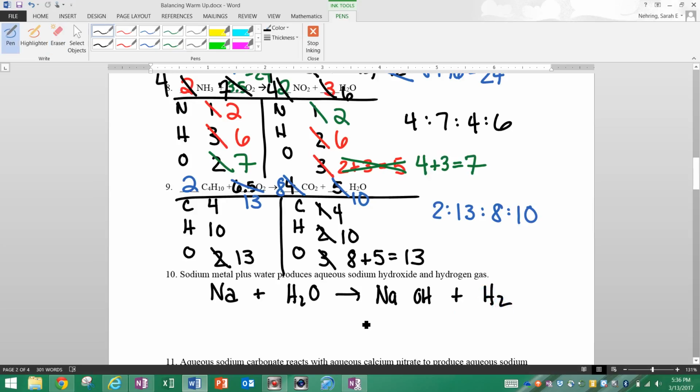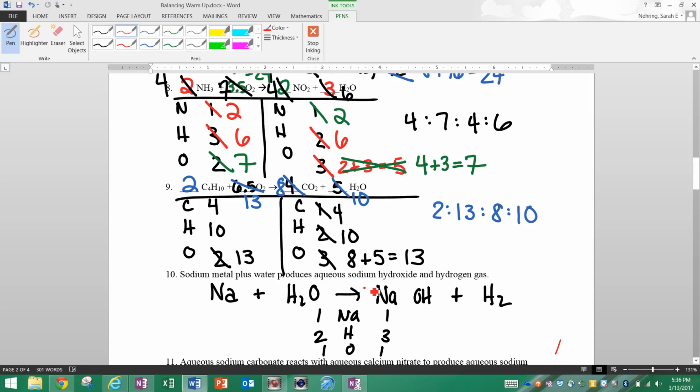So you want to go through and count your sodiums, your hydrogens, and your oxygens. So I've got 1 sodium on each side. I've got 2 hydrogens over here, 3 hydrogens over here, 1 oxygen, 1 oxygen. So let's try balancing this. Let's look at our H's.